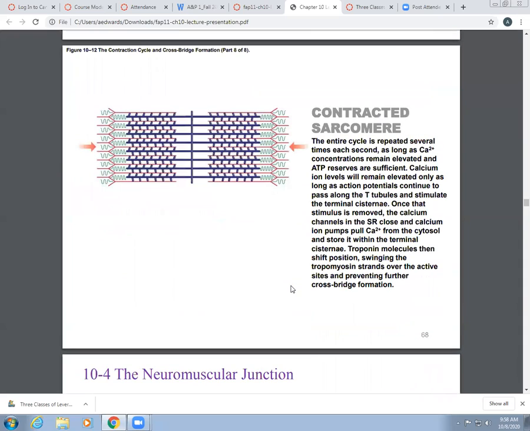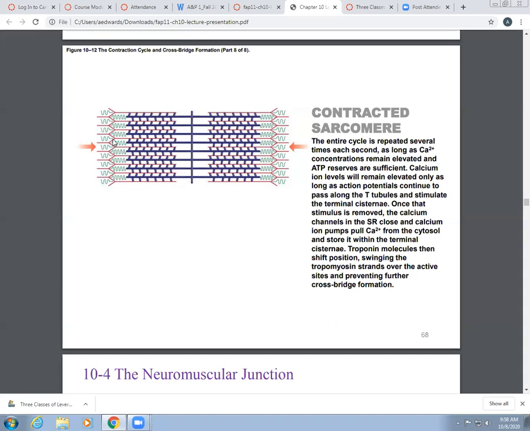But I also want to make sure that I indicate to you, in the contraction, I don't know if you remember this from last class, but I think we said that basically the myosin are the dark bands and the thin filaments of the actin are your light bands.